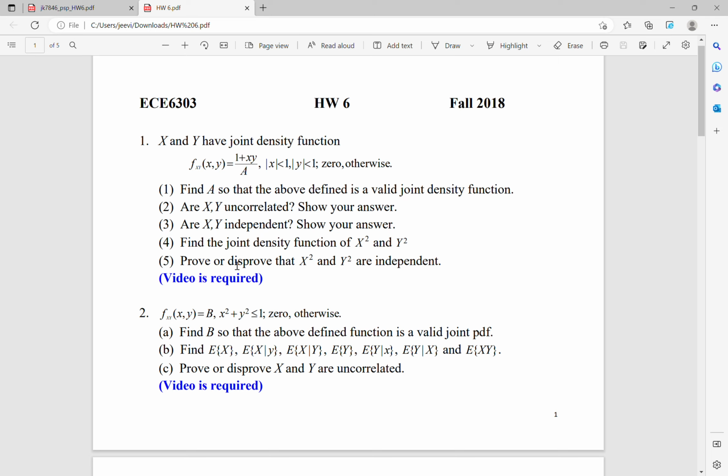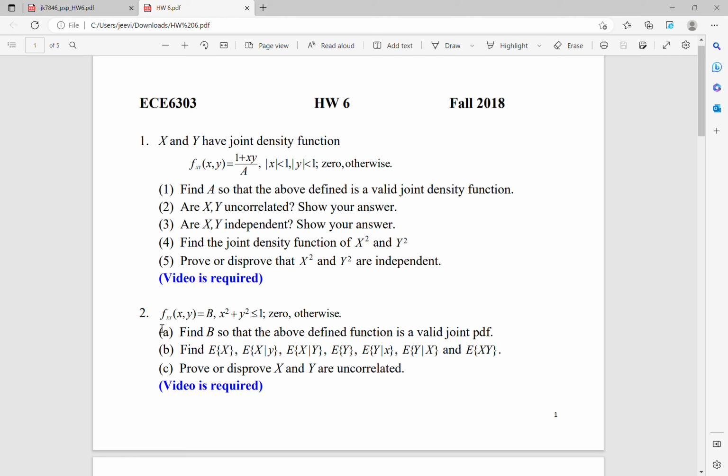Hello everyone, I'm Jevika Kancharla and I'll be explaining the solving of the second question in homework 6 of the course Probability and Stochastic Processes. Before we go into the solution, let's have a look at the question.